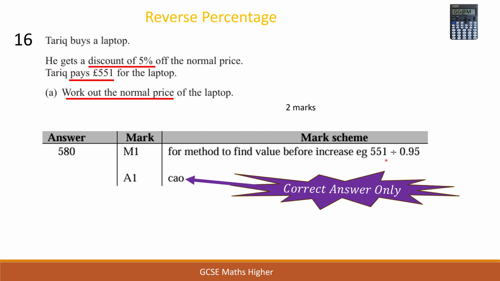So dividing this 551 by 0.95, remember you've got 5% decrease. So this is written as a multiplier here. You must be able to use your multipliers to make it easier to work out the answer.